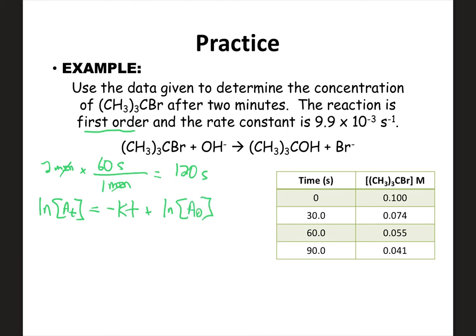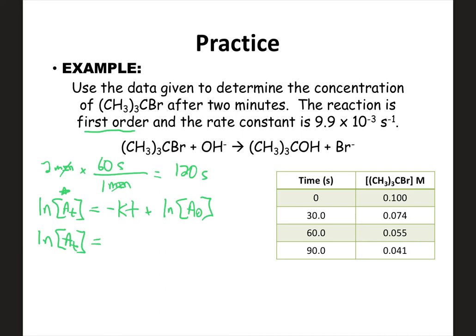All right, so in this problem, we're trying to find the concentration after 2 minutes. So we're trying to find the concentration at a particular time. So we're solving for this right there. So when we plug everything in, natural log of the concentration at a particular time is what I'm looking for, equal to negative k.